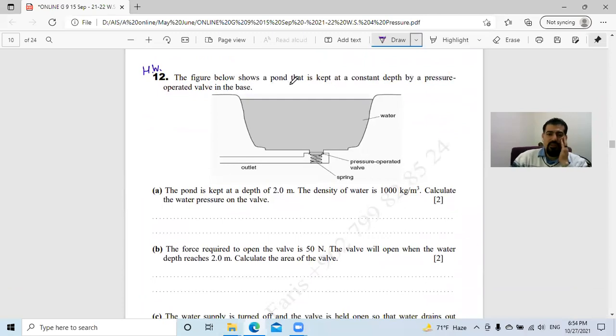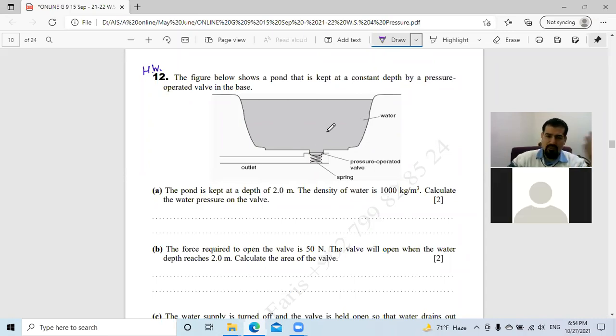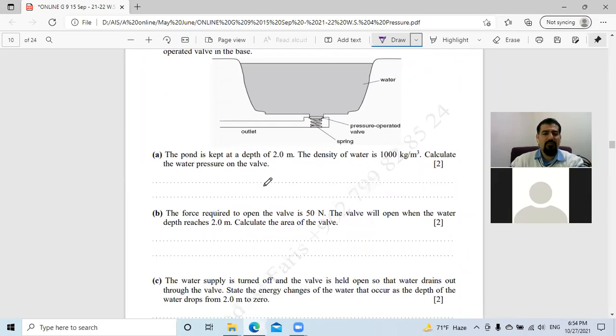The figure below shows a pond kept at constant depth, with a pressure-operated valve in the base. So we have a valve here that, whenever the water depth increases the pressure on it, will open, and the extra water will go down until the level reaches a certain level. Then the valve will be closed again and the water stays inside. Whenever we exceed the height of the water, the valve will keep open and the water gets out from the outlet of it. The pond is kept at the depth of what?